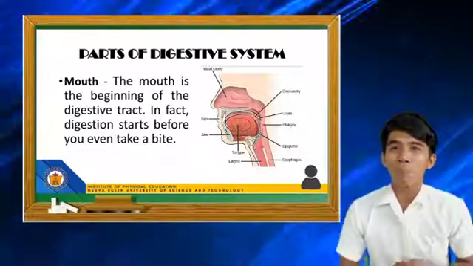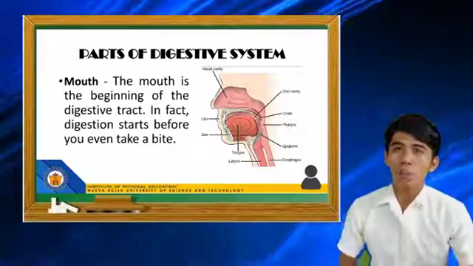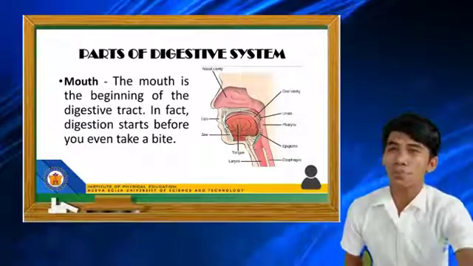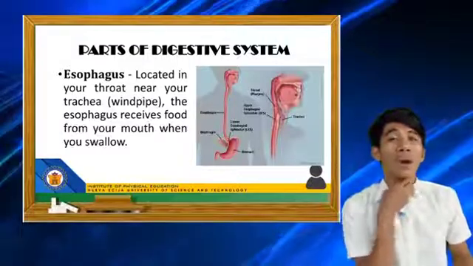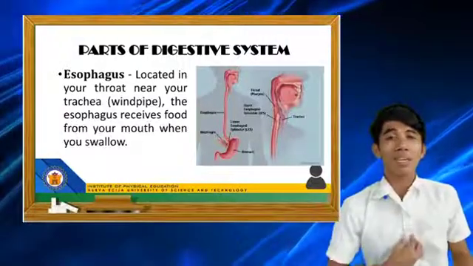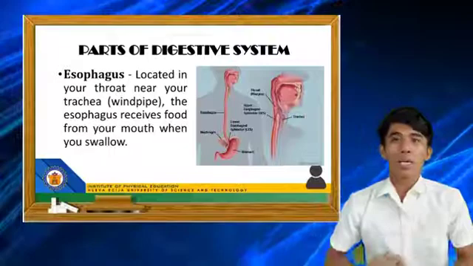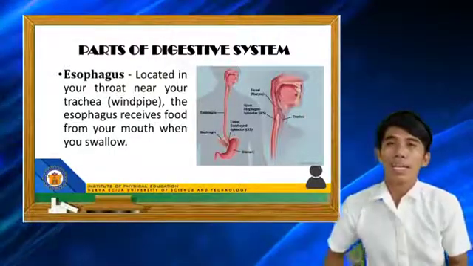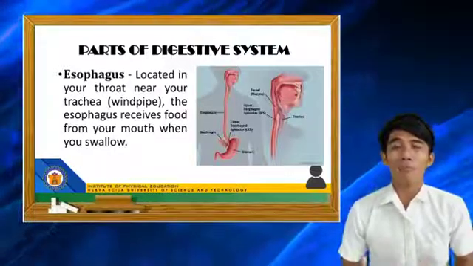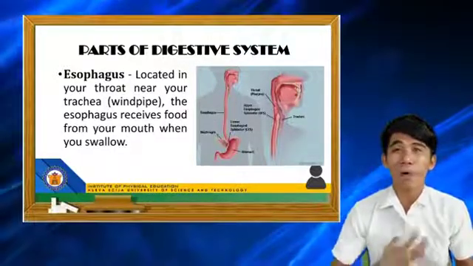Now, let us proceed to the discussion of this part, the esophagus. The esophagus is located in our throat. This is our throat, then this would be our esophagus, near our trachea or our windpipe. The esophagus receives food from our mouth when we swallow.